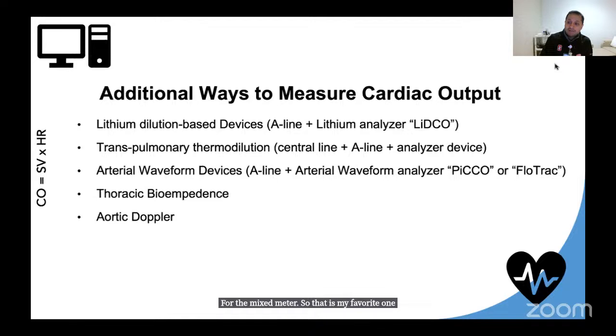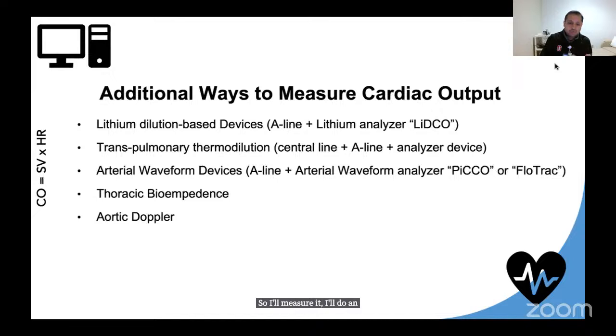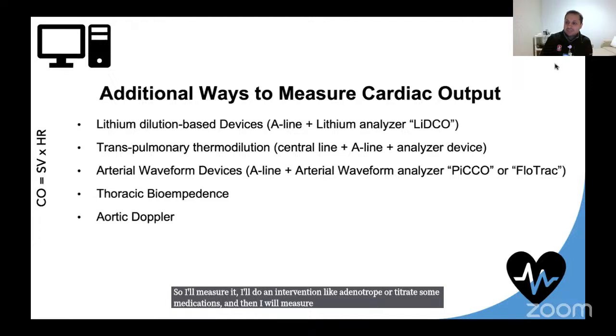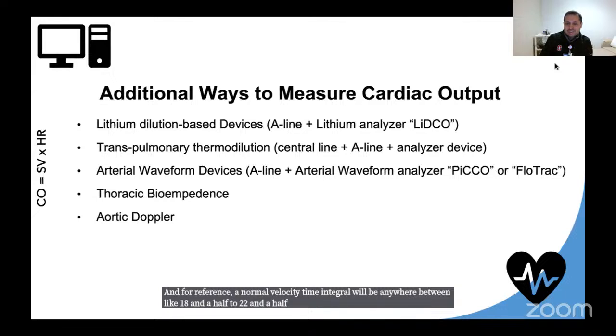For patients who do not have a pulmonary artery catheter, because that's very invasive, you have to put it in patients and it can be risky in certain circumstances, my favorite cardiac output measuring technique is to follow this LVOT velocity time integral over time. So I'll measure it, I'll do an intervention like add an inotrope or titrate some medications, and then I will measure a VTI in a few hours again to see if it's improving or going in a good direction. And for reference, a normal velocity time integral would be anywhere between like 18.5 to 22.5. In the sick patients, usually even 15, 16 with a high heart rate can get you a reasonable cardiac output, but that's a rough number that I'm looking for.